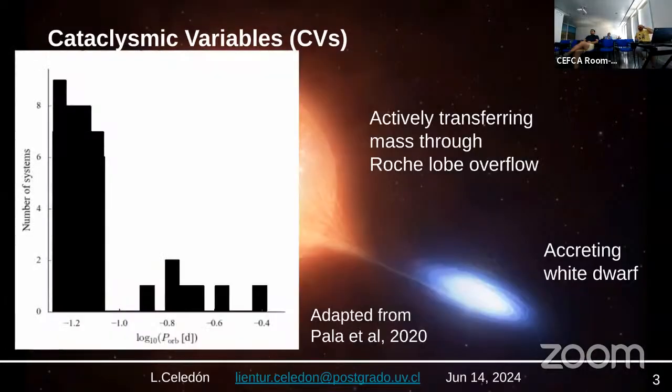The white dwarf is always more massive than the low mass main sequence star, and the orbital periods in these systems are very short. So this is a histogram of the orbital periods of the cataclysmic variables within a 150 parsec radius from the solar system, and we can see that the orbital periods are on the scale of hours. This means the orbit is small enough for the main sequence star to actively transfer matter to the white dwarf companion.